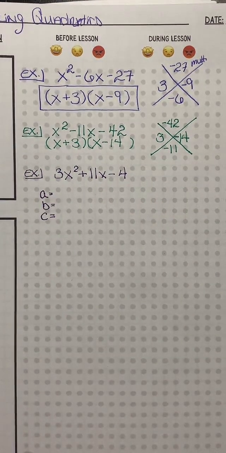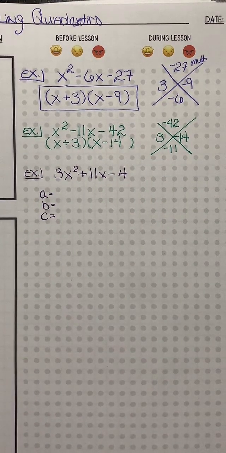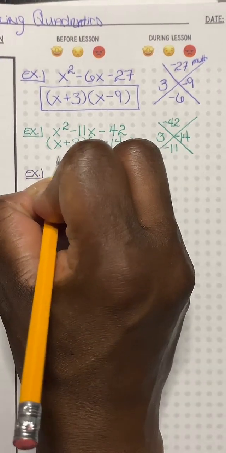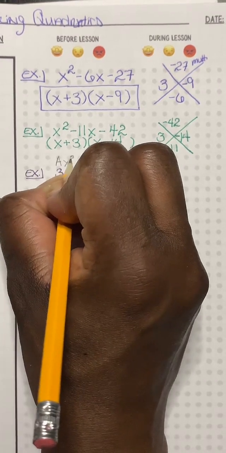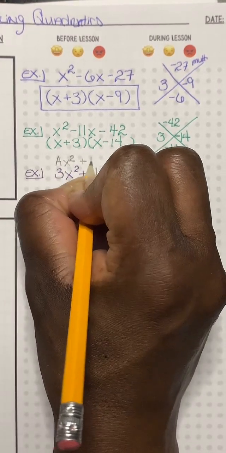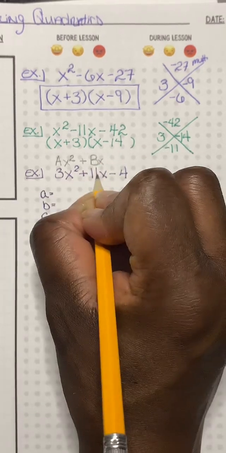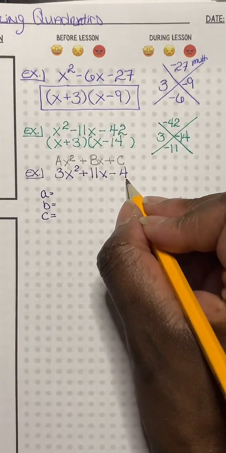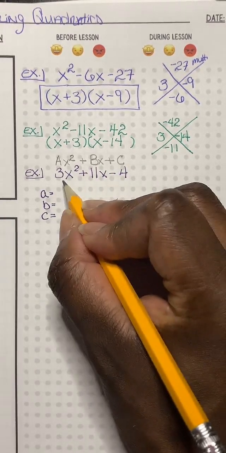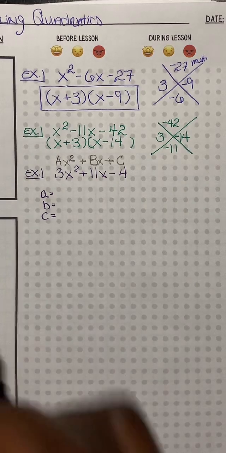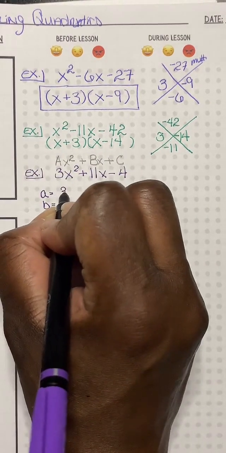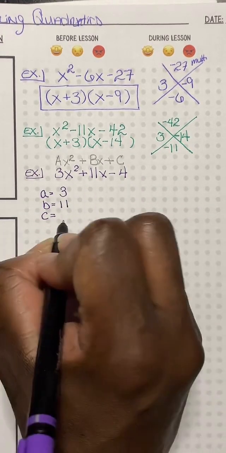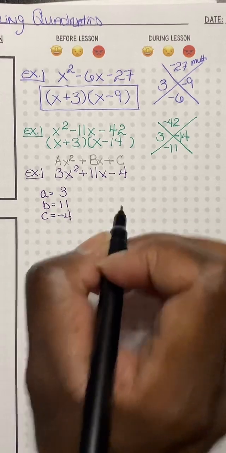What I mean by A, B, and C is that this is in standard form. Your A value is always what's in front of your x squared. Your B value is always the coefficient of the x, and your C value is your constant, and all that is with the sign. So in my case, my A is going to be 3, my B is going to be 11, and my C is negative 4.